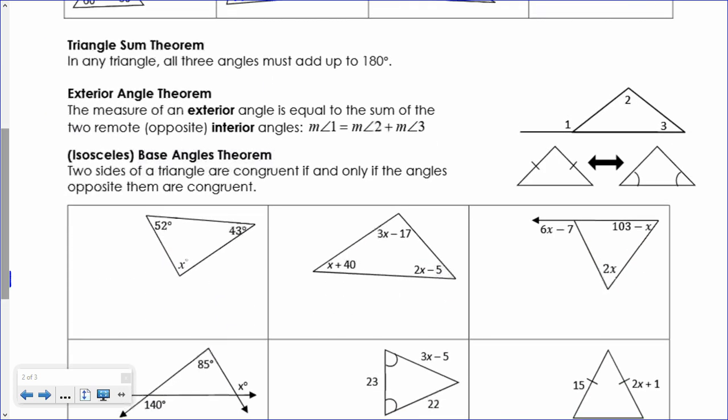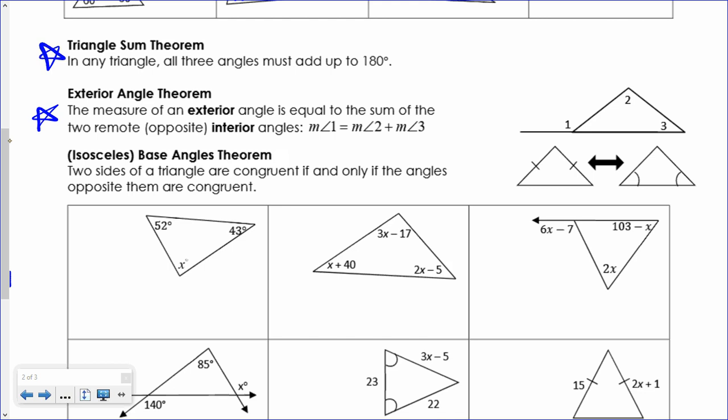We use these to help us solve. Hopefully you guys know this one. You guys have heard that before, right? We've actually been using that already. What do all the angles inside of a triangle add up to? 180. That's called the triangle sum theorem. It actually has a name. So the triangle sum theorem tells you that all 3 angles add up to 180.